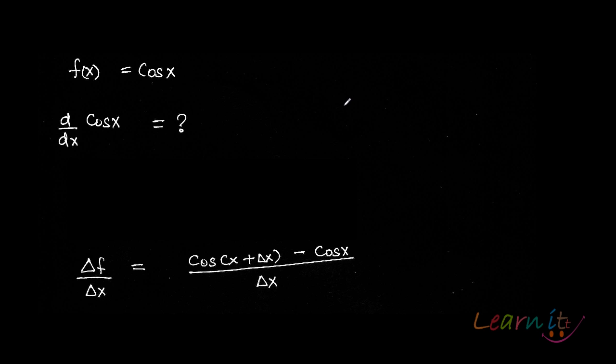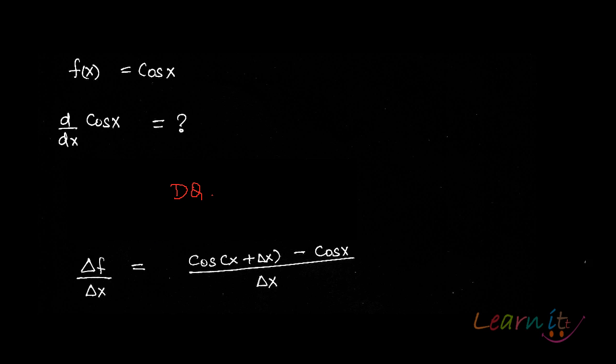Just the way we found out the derivative of the function f(x) = sin x, we need to find out in this video the derivative of the function f(x) = cos x. So how do we go about it? Any guesses? Essentially, again, what we need to do is use the difference quotient and then look at the limit.